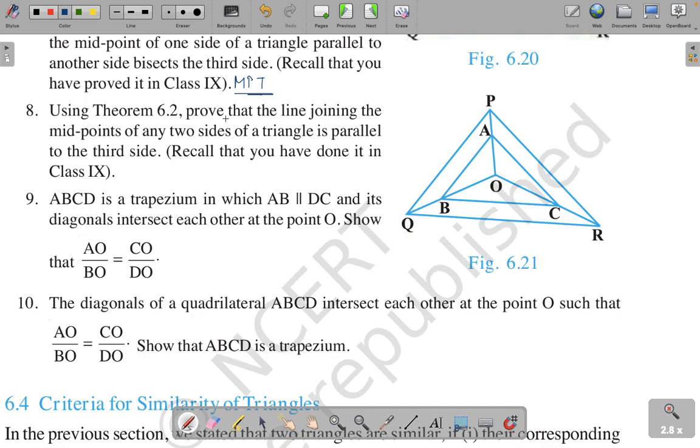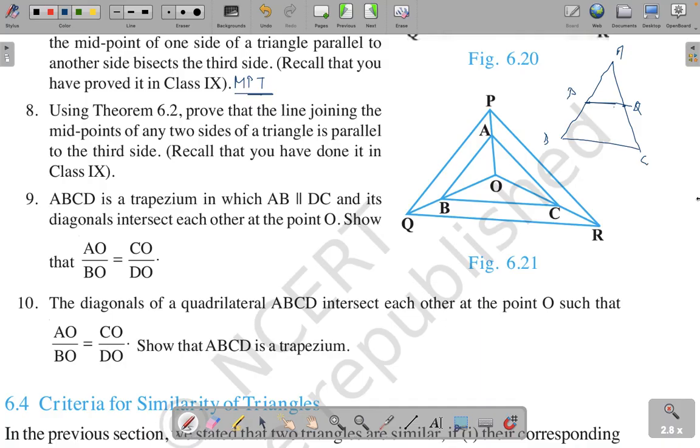Using theorem 6.2, prove that the line joining the midpoints of any two sides of a triangle is parallel to the third side. What is 6.2? We have to do the same thing but converse. You should apply the converse of BPT. So you have a triangle ABC. P is the midpoint of AB and Q is the midpoint of AC. So if you join this line, you should prove that PQ is parallel to BC. How can you do this?